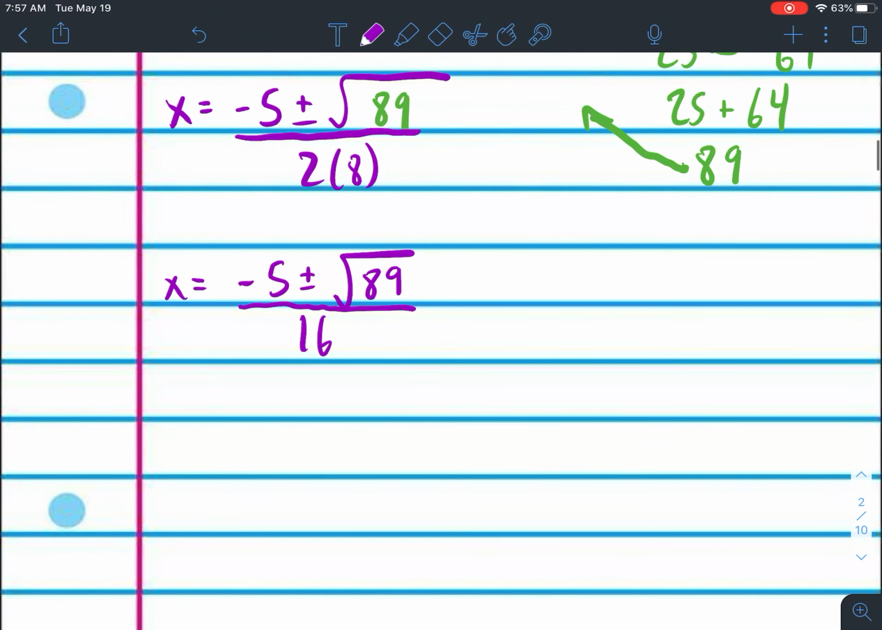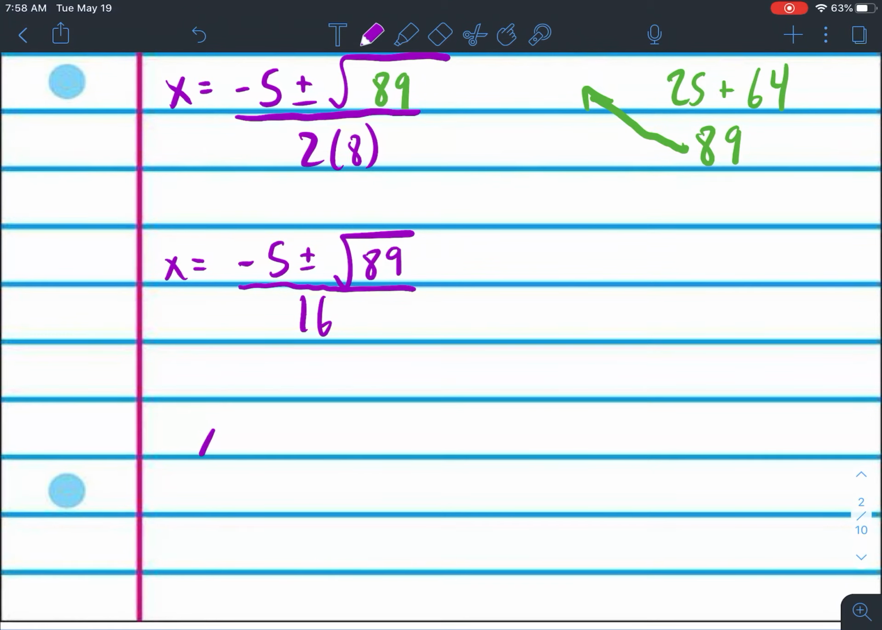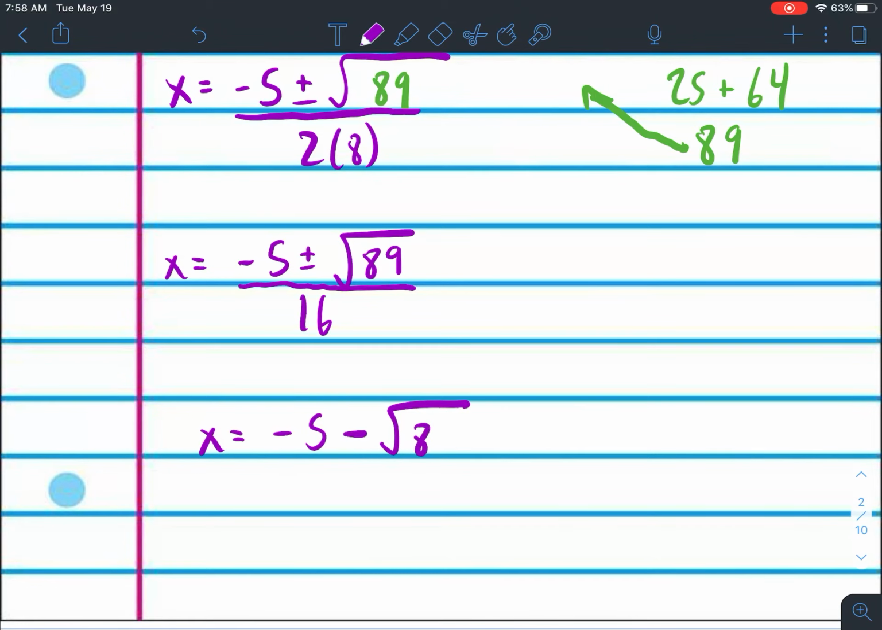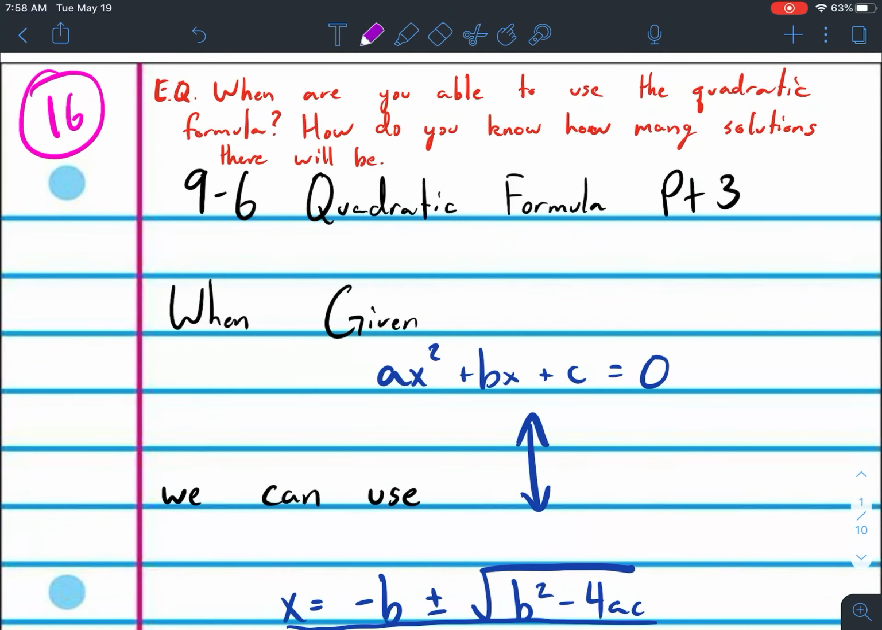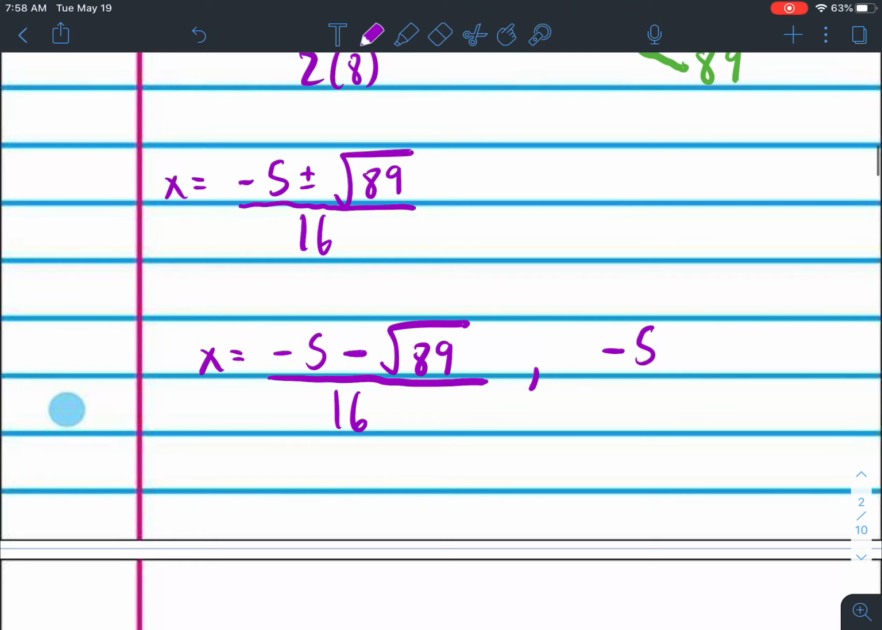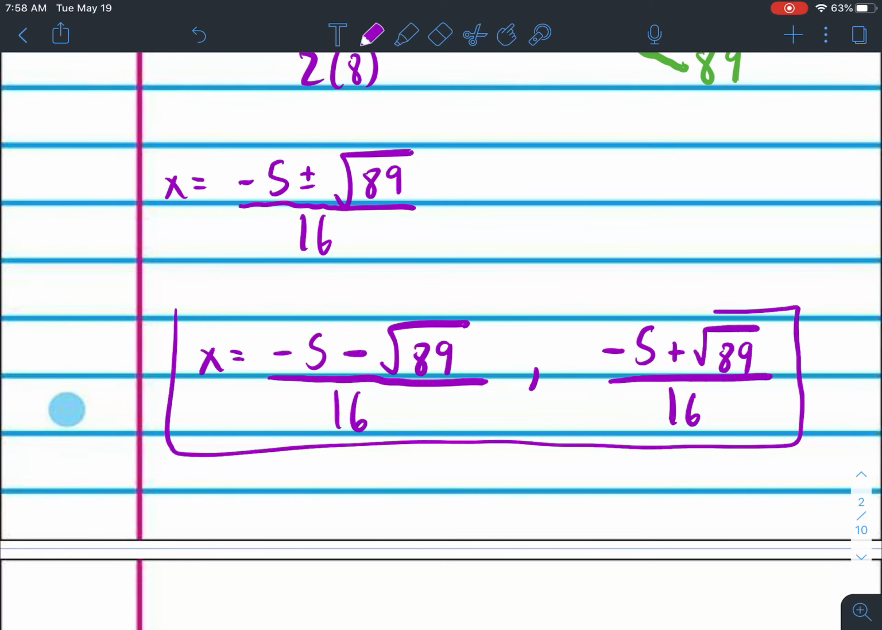So since there's two answers, that plus or minus is going to be the key. So right there, we need to break it up into two answers. So x is equal to -5 minus root 89 over 16, and also -5 plus root 89 over 16. That's what we're looking for right there.